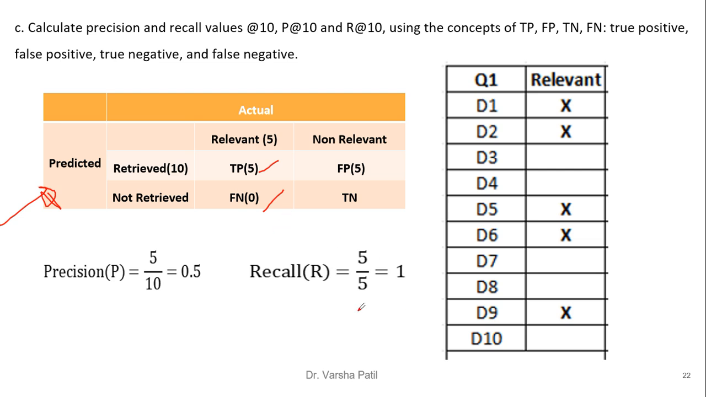Here the recall value is 1 because in the system 5 are relevant documents in the collection and all get retrieved. But when we retrieve those 10 documents, only 5 are relevant, 5 irrelevant documents we also get. So that's why precision is 0.5.